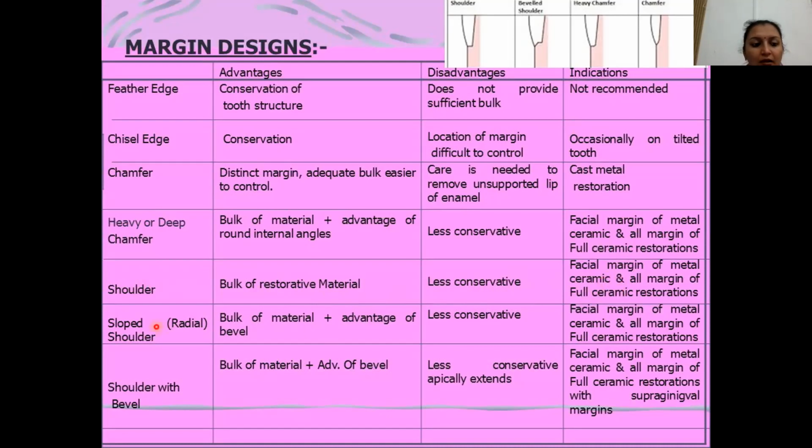The sloped shoulder, also called radial shoulder, allows bulk of material plus the advantage of a bevel. It is less conservative and indicated on the facial margin of metal ceramic and all margins of full ceramic restorations. Then shoulder with bevel allows bulk of material plus the advantage of a bevel, is less conservative and extends apically. Indicated on the facial margin of metal ceramic and all margins of full ceramic restorations with supragingival margins.